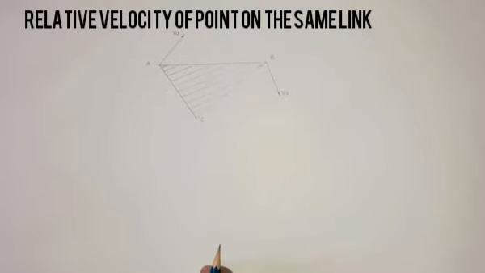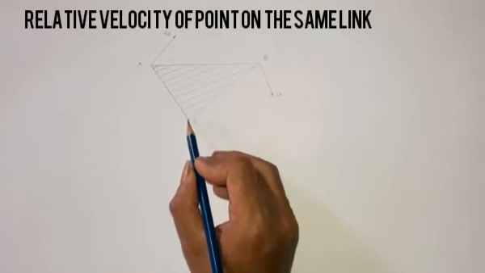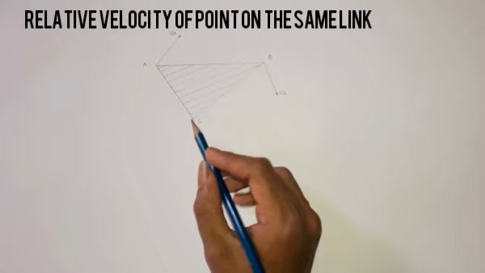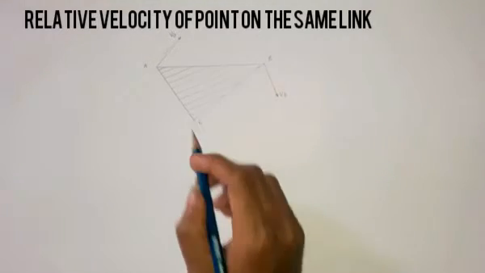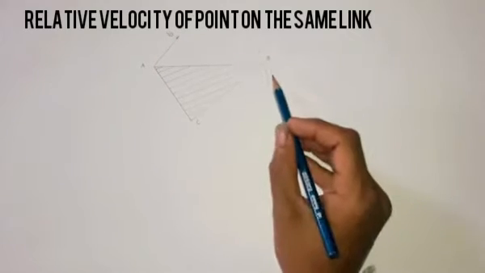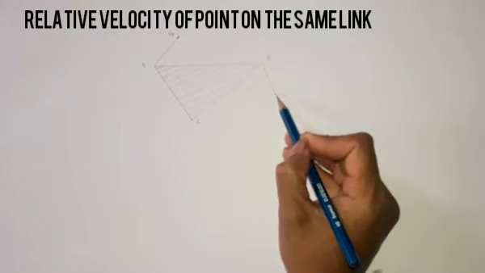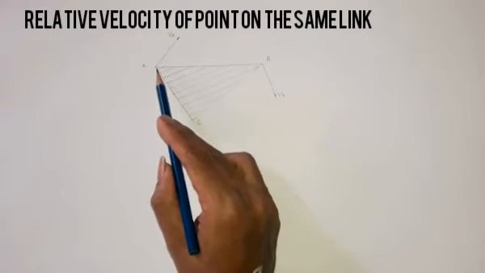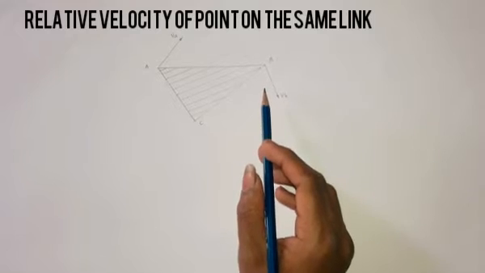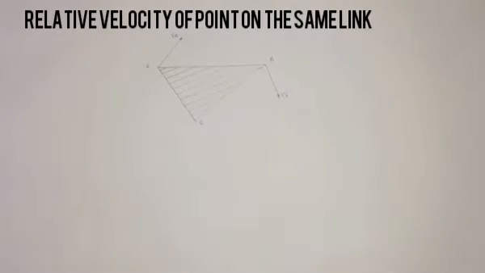Hello friends, so after studying relative velocity method, we are going to study relative velocity of points on the same link. This is the point C. We have to find the velocity of point C, which is on the same link AC and BC. Here the velocity of point A is given, that is VA. Also velocity of point B is given, having velocity VB. Velocity of point A and B have definite magnitude and direction. So we have to find velocity of point C.